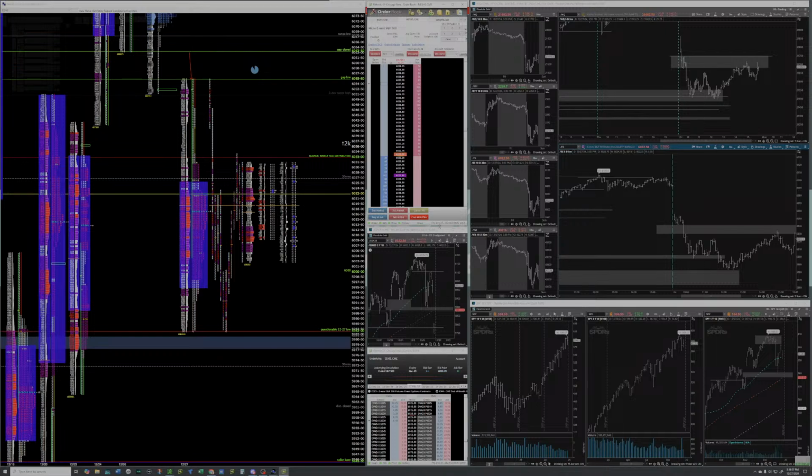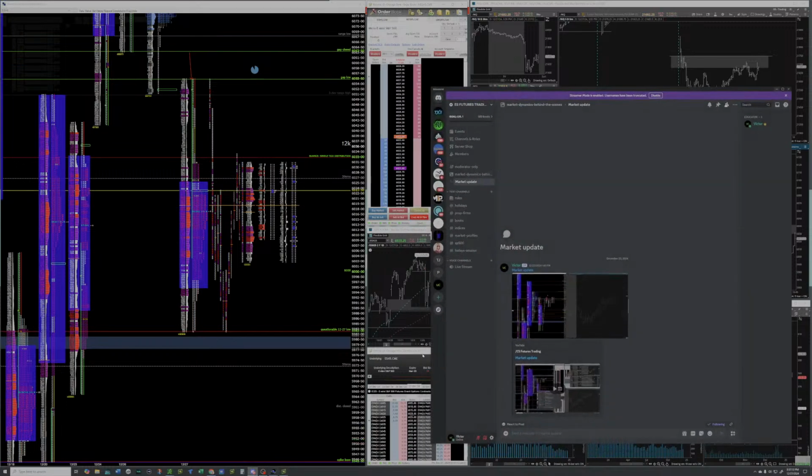This is a market update for the week that is coming to an end. I just wanted to leave some thoughts here about what's going on, and I'm going to be posting these updates here in the Discord. And let's see how it goes.